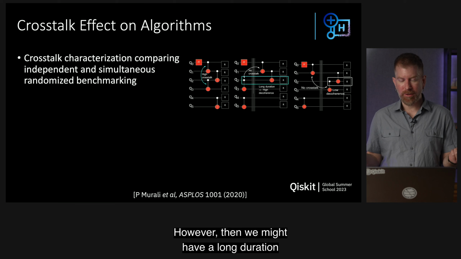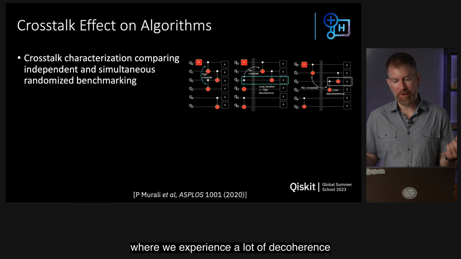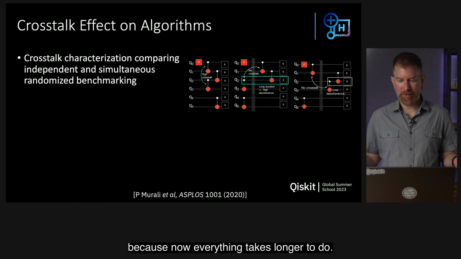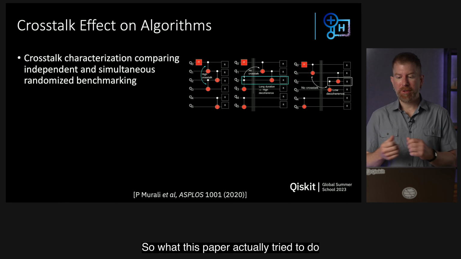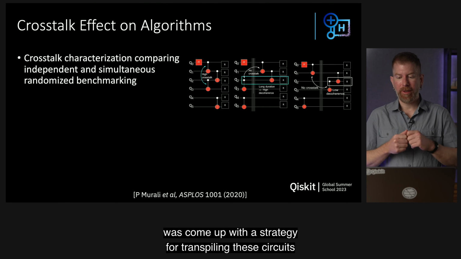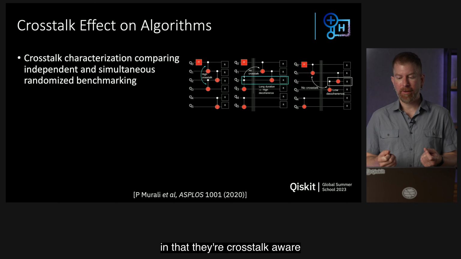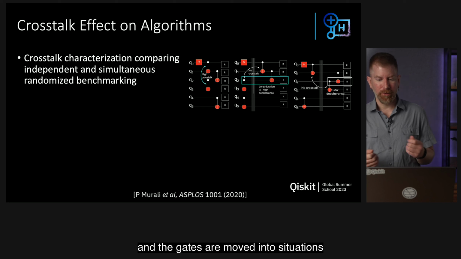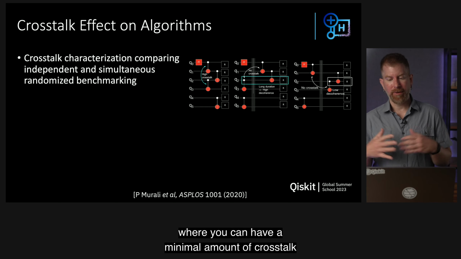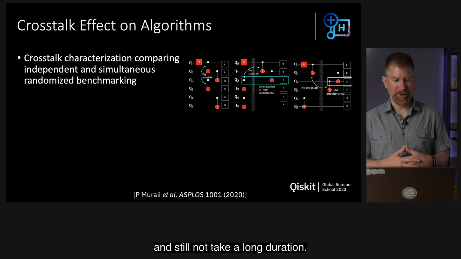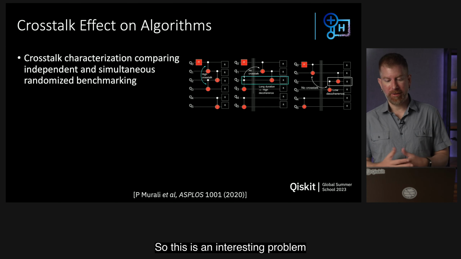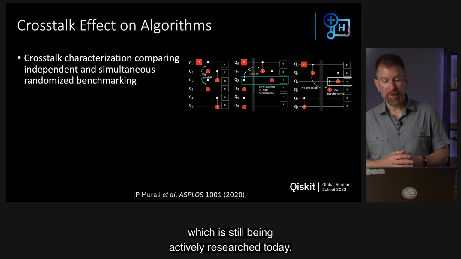However, then we might have a long duration where we experience a lot of decoherence because now everything takes longer to do. So what this paper actually tried to do was come up with a strategy for transpiling these circuits in that they are crosstalk aware and the gates are moved into situations where you can have a minimal amount of crosstalk and still not take a long duration. So this is an interesting problem which is still being actively researched today.